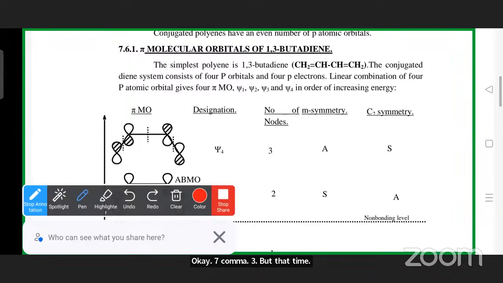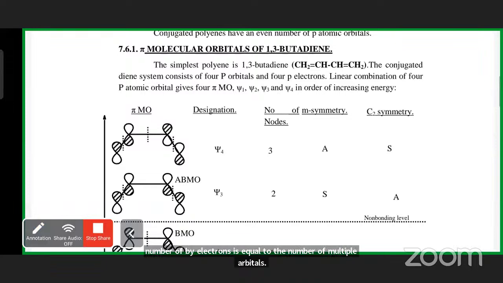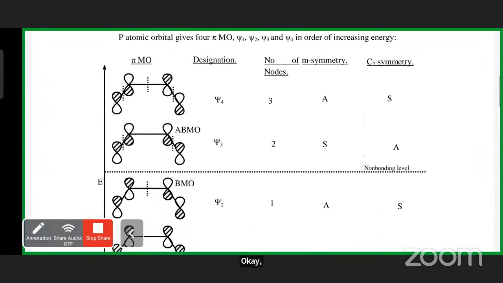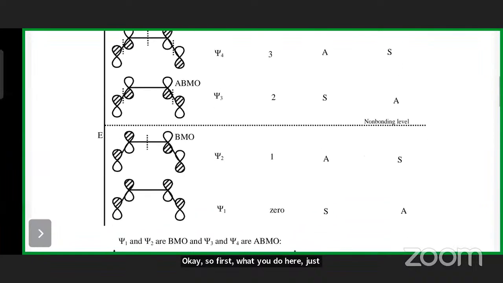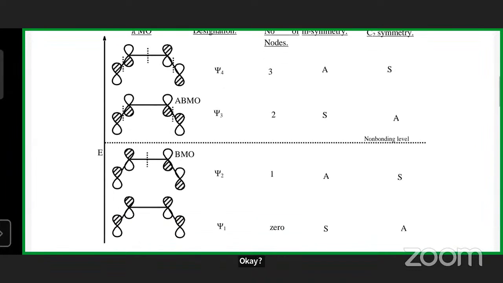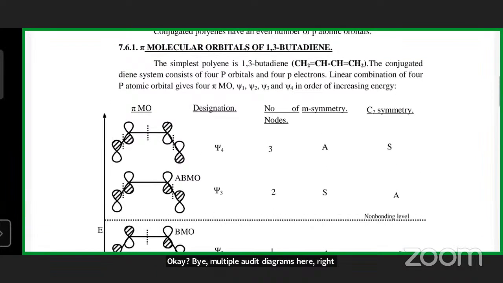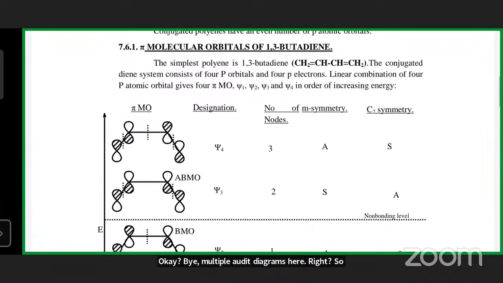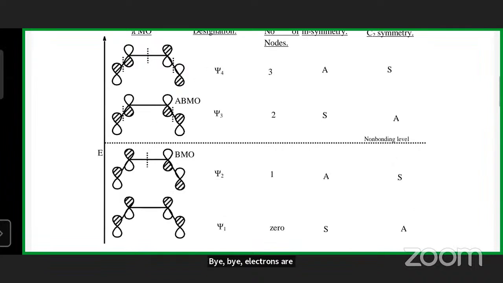So here, the 1,3 butadiene. How many pi electrons are there? There are 4 pi electrons. The number of pi electrons is equal to the number of molecular orbitals. So first, just draw a line and draw 4 pi molecular orbital diagrams, because there are 4 pi electrons, so 4 pi molecular orbitals are possible.